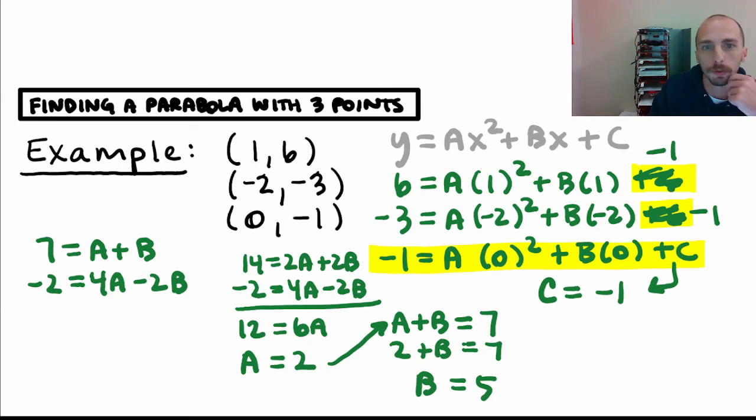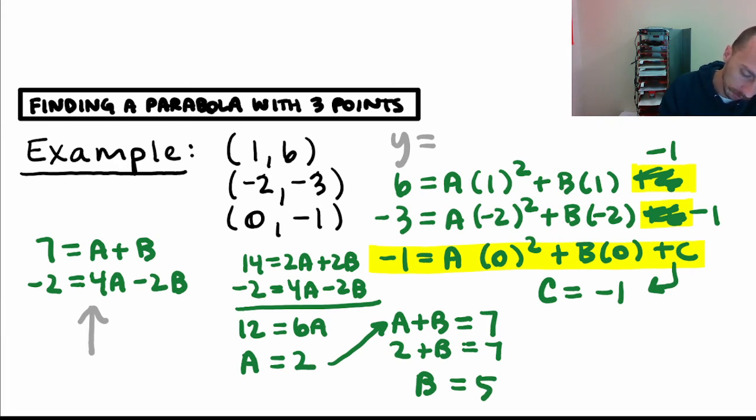I used substitution because it was pretty set up for it. I saw c was -1. And then I got myself down to a 2x2 system right down there. And then I solved it, and I got a is 2, b is 5, c is -1. But I want to point out that that is not the answer, right?